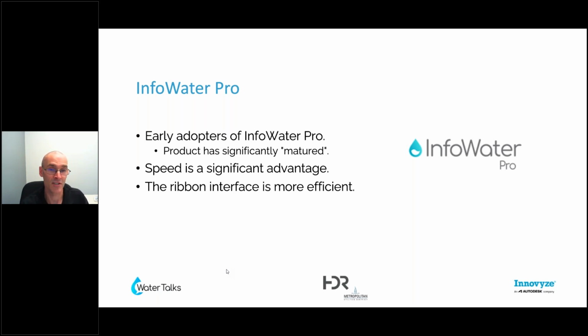Speed is a significant advantage, especially when you're talking about 100,000 plus pipes. And after I get off of this slide, I'm actually going to show you a live demo and just pan around InfoWater versus Pro, and you'll see right off the bat that the interface is significantly faster. And then I personally just like the ribbon interface. I think it's a little bit more efficient when you're dealing with a lot of different commands, being able to access those ribbons, or even have the quick ribbon at the very top. So I think the Pro interface itself has some advantages. I personally like it a little bit better than the old interface of our GIS.